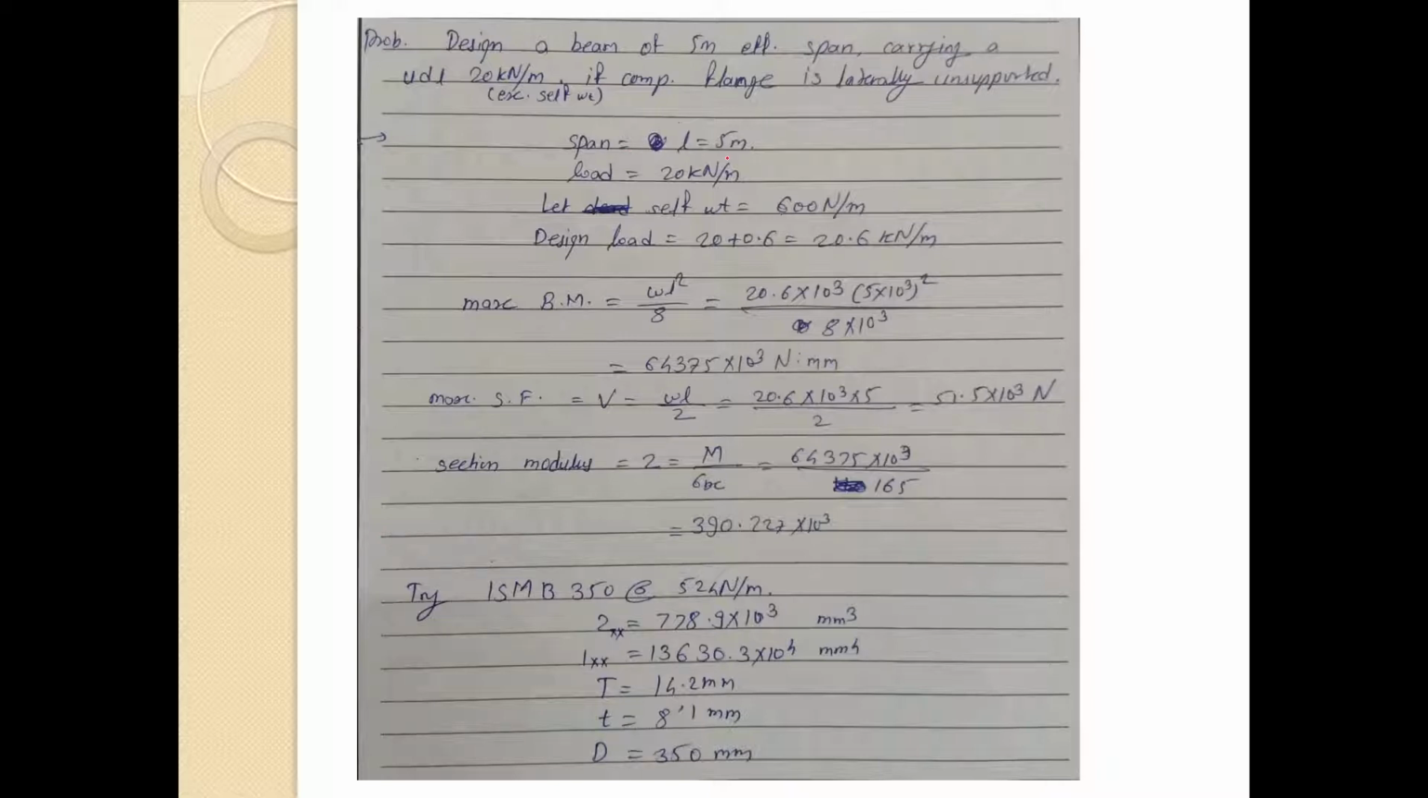The span L is 5 meters, and the load is 20 kilonewton per meter. Let us assume the self-weight, that is 600 Newton per meter. So the design load will become 20 plus 0.6, that is 20.6 kilonewton per meter. So we'll calculate the maximum bending moment, that is WL square by 8.